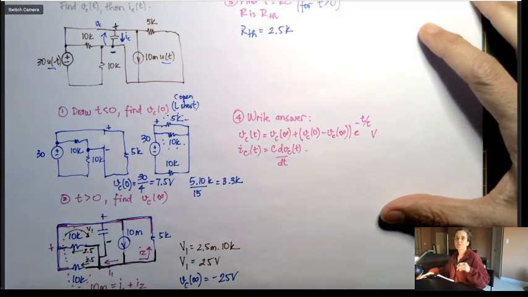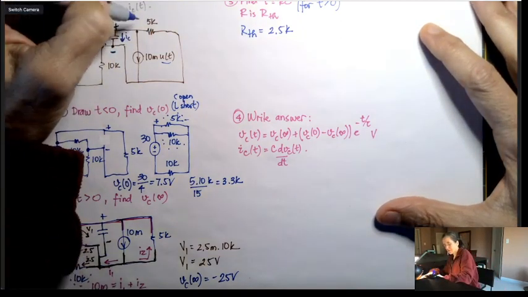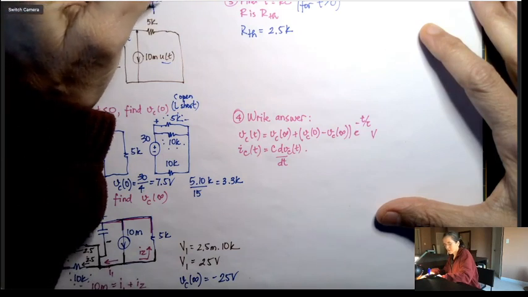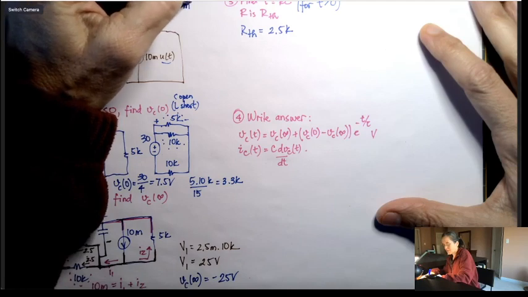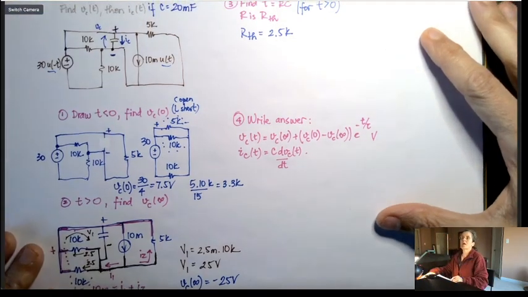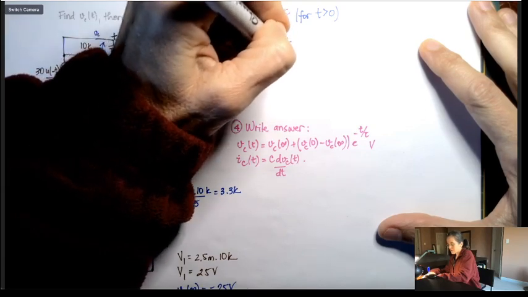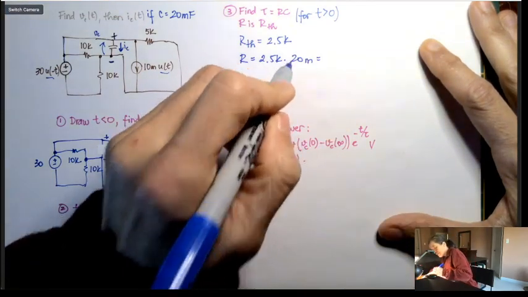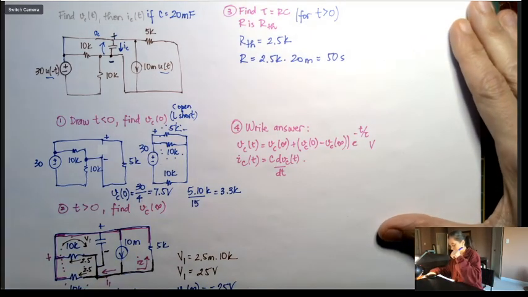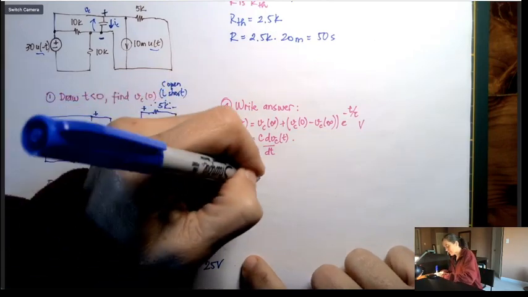So finally I find RC. Of course I don't know what the capacitance is. So I'm going to say the capacitance is, let's say, 20 millifarads. Then RC is 2.5K times 20 milli, which is 25 times 2, it's 50 seconds. So that's tau. And now finally I can write the answer, and I'm going to follow this here.